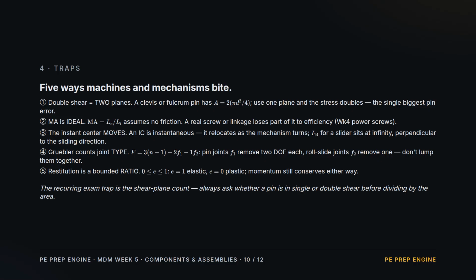4. Grubler counts joint type. Pin joints remove 2 degrees of freedom. Roll slide joints 1. Don't lump them. 5. Restitution is a bounded ratio from 1 to 0, and momentum conserves either way.